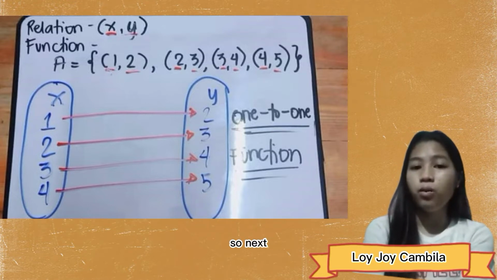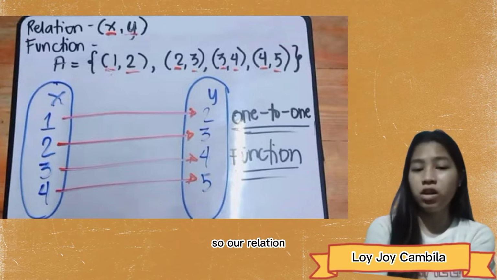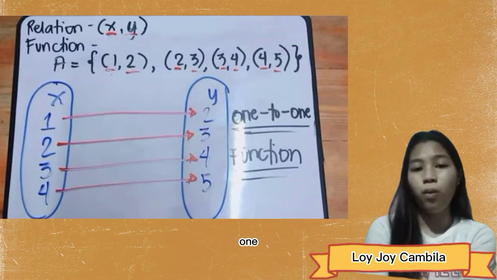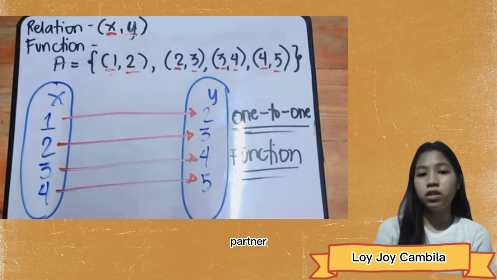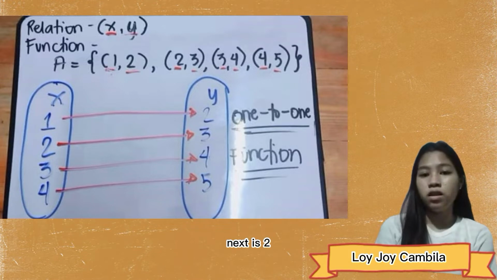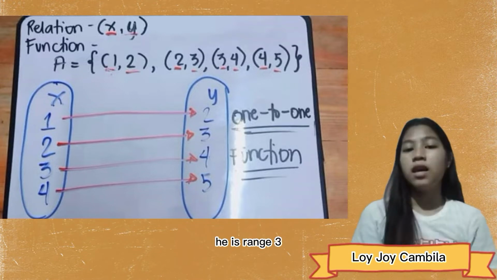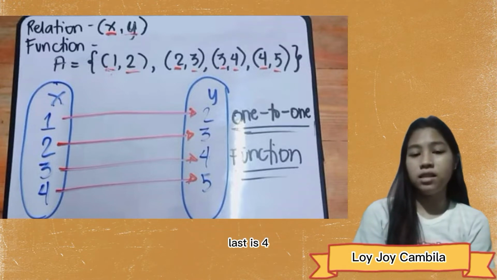Okay, so next, what do we put here in our domain, or in our values of x? Our relation says here are all our first elements, so what exactly comes first? 1, 2, 3, and 4. Now, 1's partner is 2. So where will we meet? Here, so of course, we will just put a line, which means 1 is our domain and 2 is the range, because this is (1, 2), our ordered pair. Next is 2, and the partner here in the range is 3. Next is 3 and 4. Last is 4 and 5.